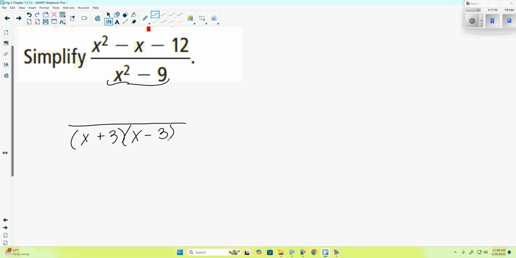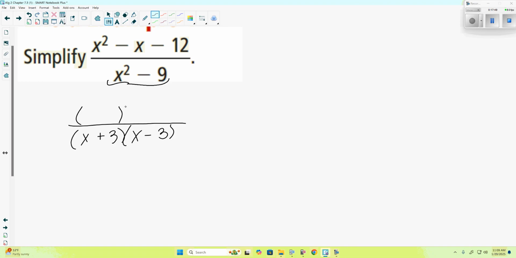Because x squared minus 9 is our difference of perfect squares. x times x is our x squared. 3 times 3 is 9. So we have x plus 3, x minus 3. Which means one of the parentheses on top is either going to be x plus 3 or x minus 3. It has to be one or the other.